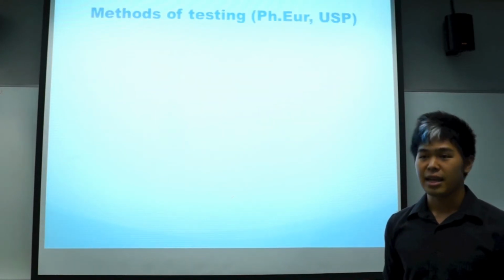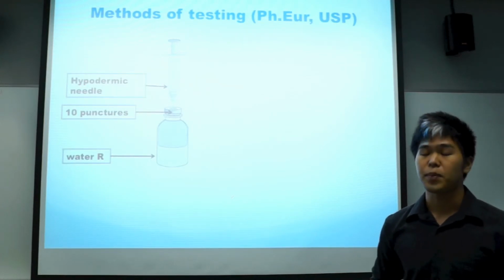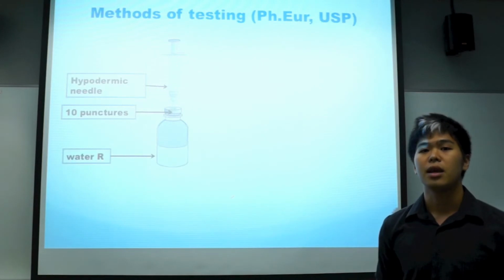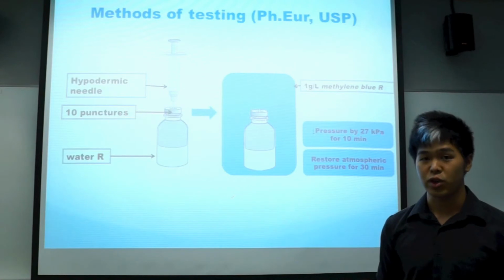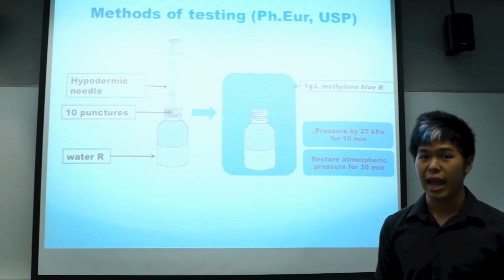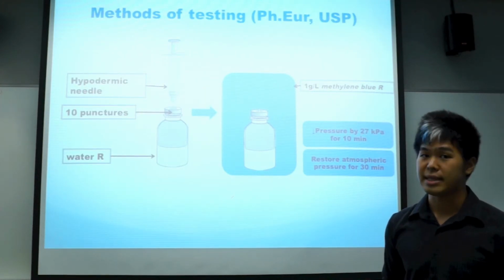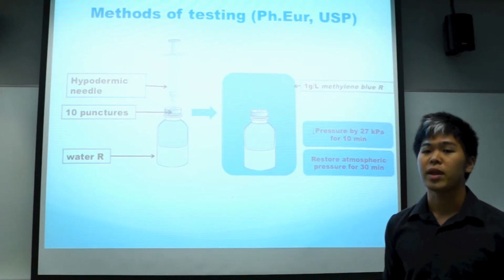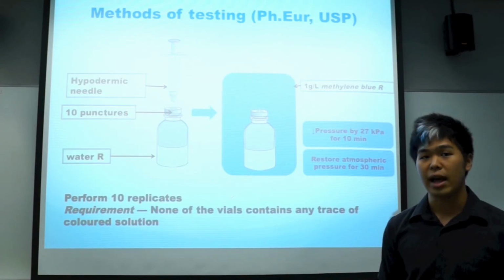So how the test is done is to prepare a vial containing water R and the rubber closure to be tested. Using hypodermic needle, make 10 punctures on the rubber closure, piercing each time at different site. The vial is then immersed in methylene blue, and the external pressure is reduced for 10 minutes. Following that, atmospheric pressure is restored and maintained for the next 30 minutes. A good rubber closure should be able to reseal itself and prevent entry of methylene blue. Therefore, out of 10 replicates, none of the vials should contain any trace of colored solution.